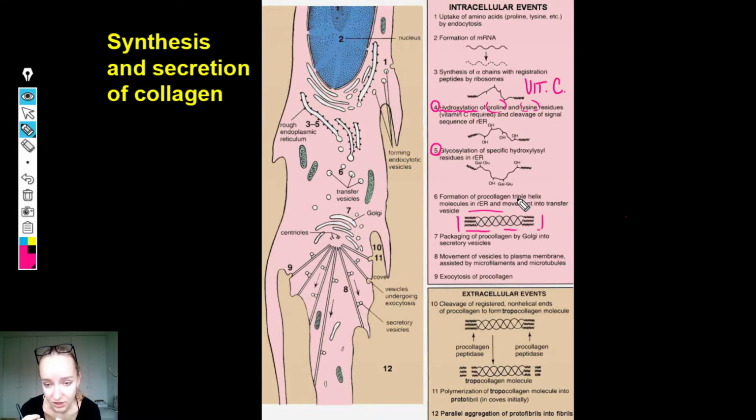The ends of the triple helix are marked with short peptides called registration peptides. So we have three registration peptides right here on one end, and another three registration peptides on the other end, and they prevent premature polymerization.